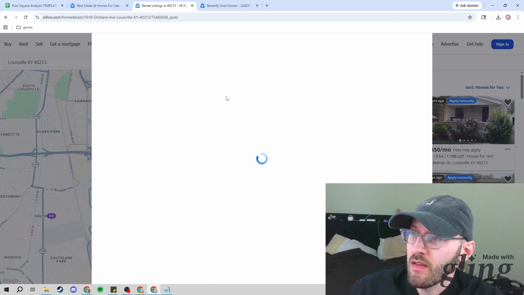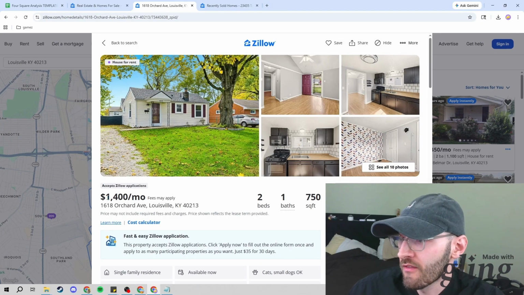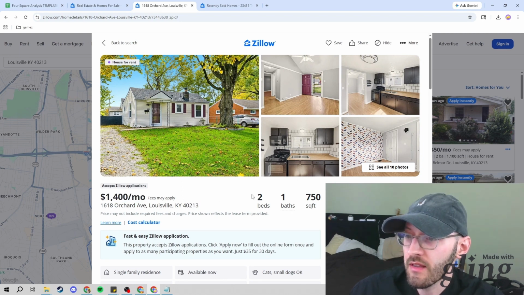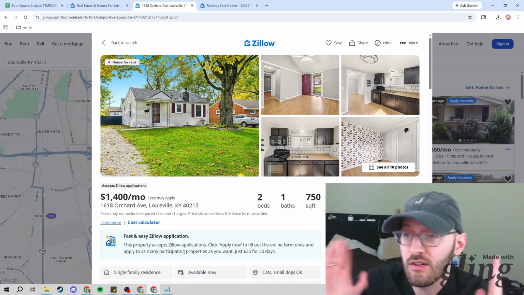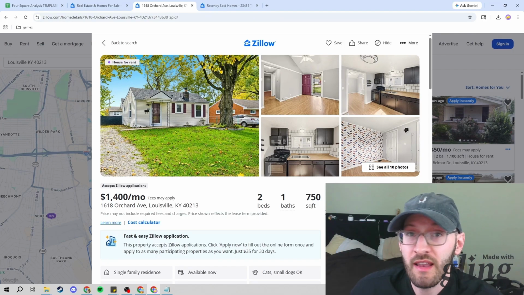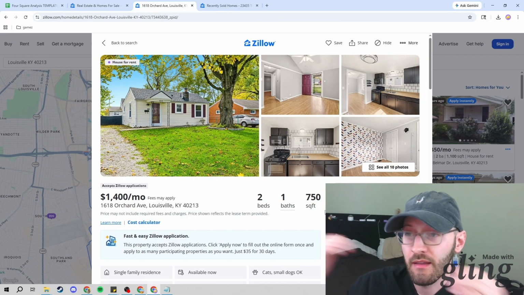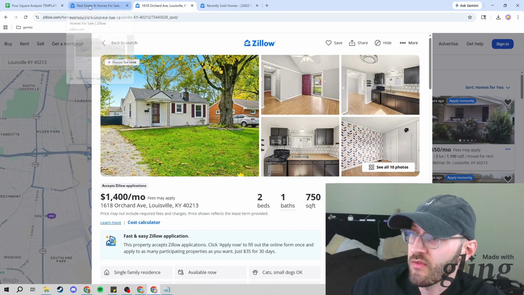Okay, we got a number. 9 days ago, this place is being rented out for $1,400 a month. It's in the 40213 area. It is a 2-bed, 1-bath, 750 square feet. Remember, I'm doing this along with you. I didn't pre-plan any of this. I'm just looking at the website fresh. So we're going to write down 1,400 maybe.